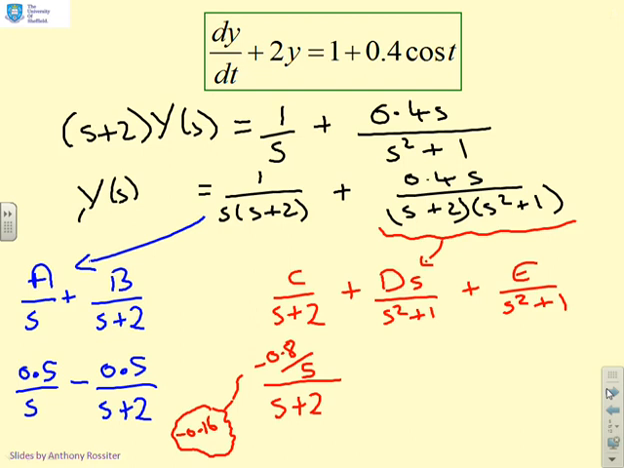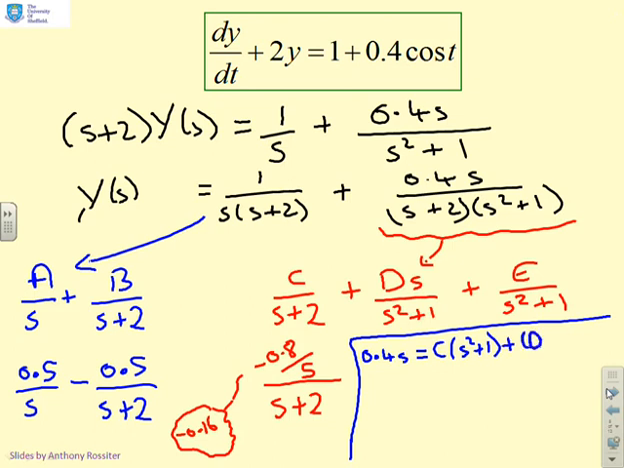Okay. Now, in order to do the other bit, I'm going to need to multiply up top and bottom. You'll remember when you've got these sinusoids, it tends to be that you have to do an expansion. So when I do an expansion, I'm going to get 0.4s equals C into (s squared plus 1) plus (Ds plus E) into (s plus 2). Okay, so that's the expansion technique, which we've covered in earlier videos.